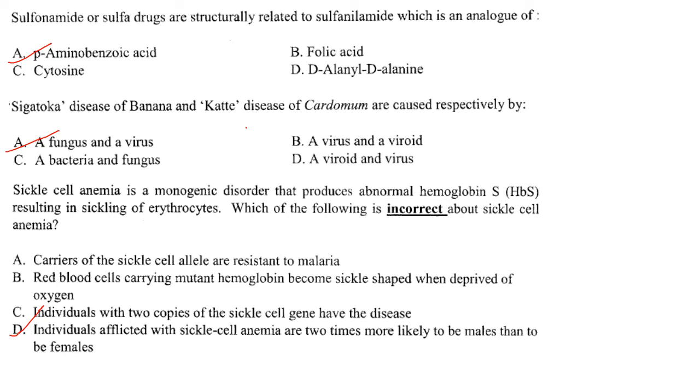So sickle cell anemia is inherited as an autosomal recessive pattern. So that means both male and female are affected equally, and both parents must carry a defective gene for a child to be diagnosed with the disease. So the statement that individuals are more likely to be male is wrong. So the incorrect statement about sickle cell anemia is option D.